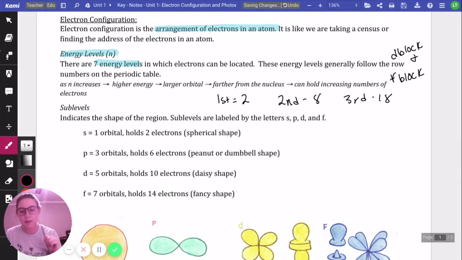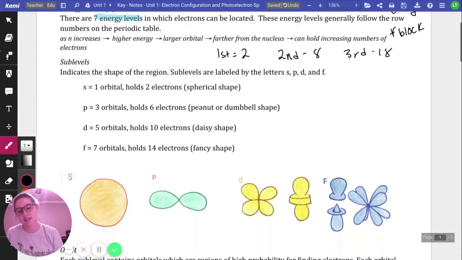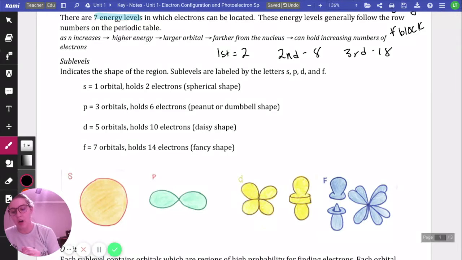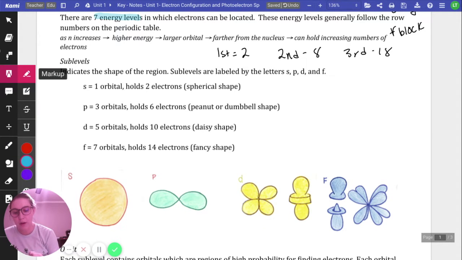It keeps increasing. So the first thing is just the energy level. What energy level is it on? How far away is it from the nucleus is kind of what that says. Then the next part is our sublevel, and our sublevel is the shape of the region. Basically, it's the area in which electrons are likely to be found.